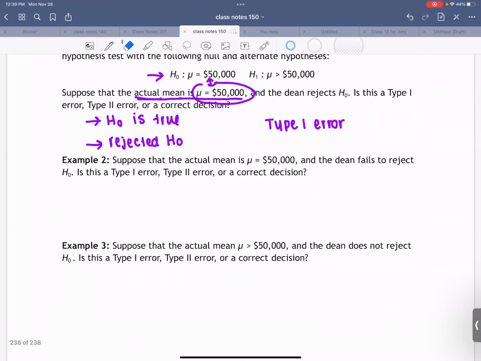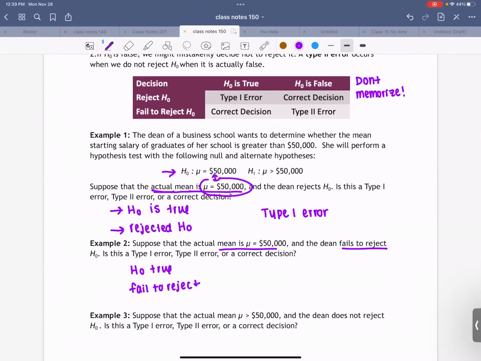We said that the actual mean was equal to 50,000. So does that mean H0 is true or false? True, right? Because it's equal to and matches the null hypothesis. So H0 is definitely true. And then it says fail to reject. So you'll go into your chart, look at H0 being true, and look at fail to reject. Did I make the correct decision? Yeah, I made a correct decision here. So this one was a correct decision.